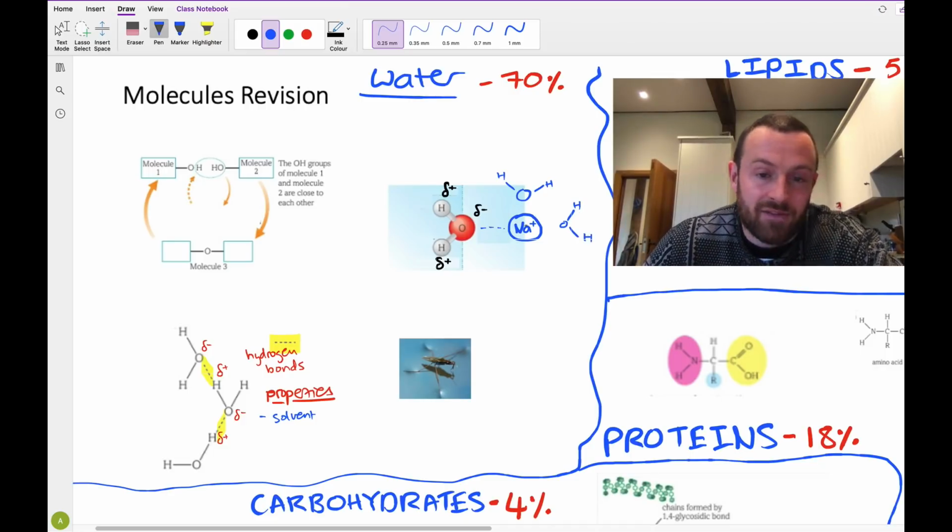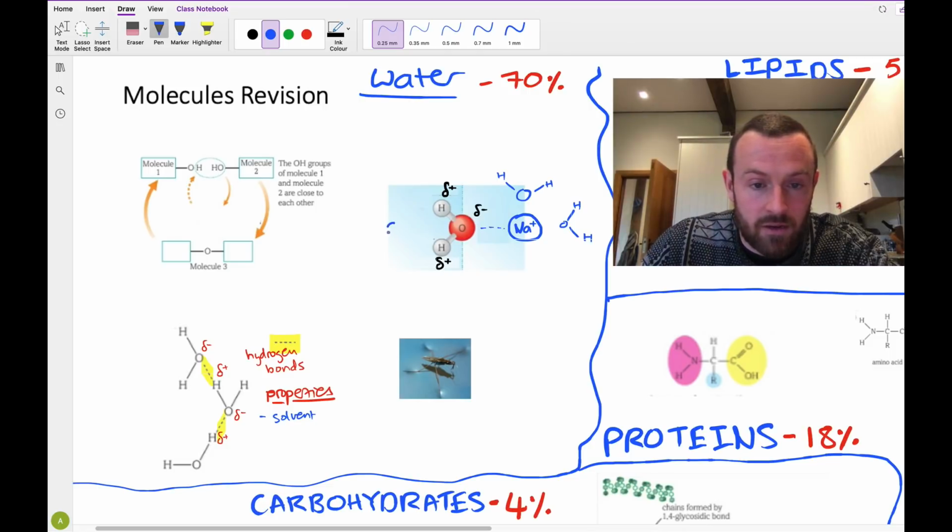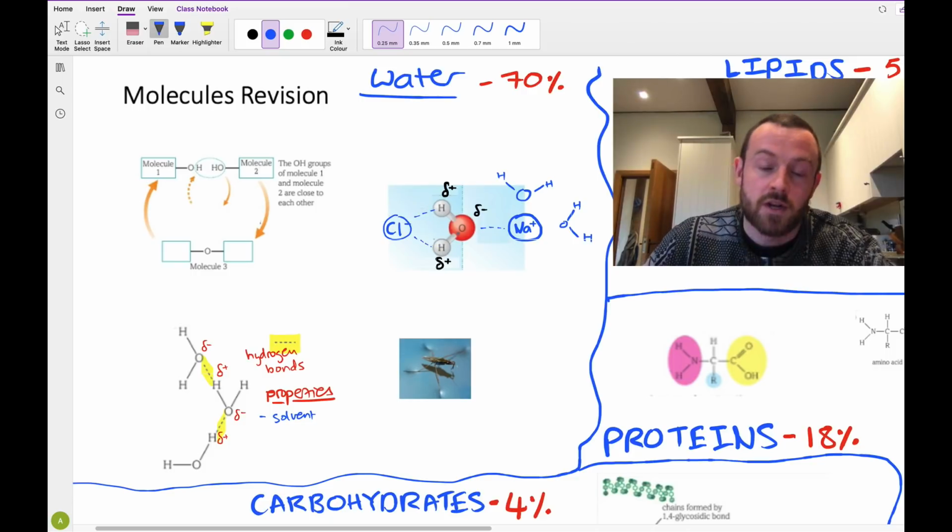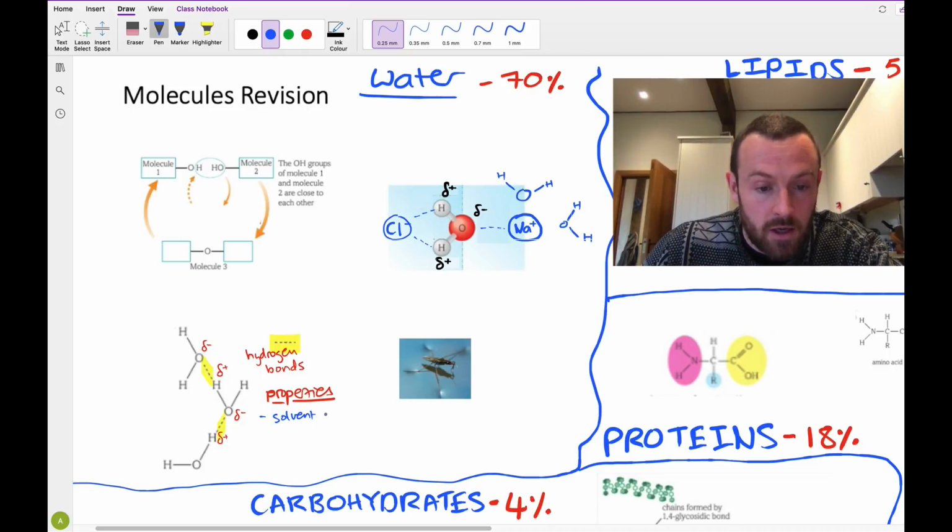But equally, we could have a Cl minus ion, let's say over here, and that would be orientating close to the hydrogens here. So it is a very good solvent, especially of polar substances.